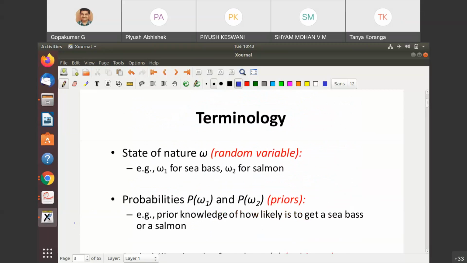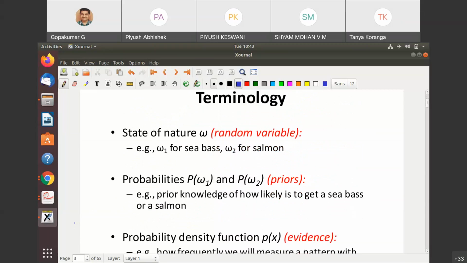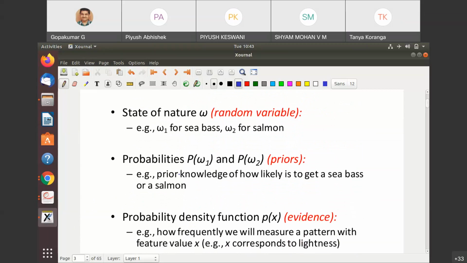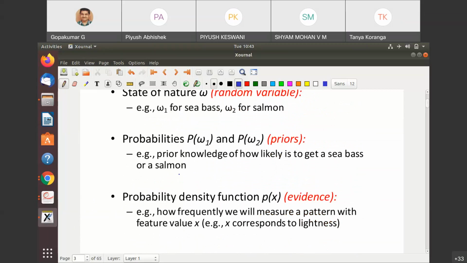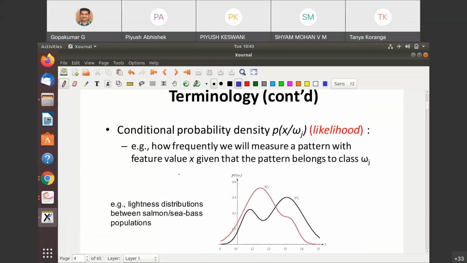This is the terminology that we have already seen. That is the state of nature, a random variable with probabilities. I will quickly go through the prior probability and the probability density function, and the evidence, all of which we have just seen. Now this is the class conditional probability, that is the likelihood that we have already seen.